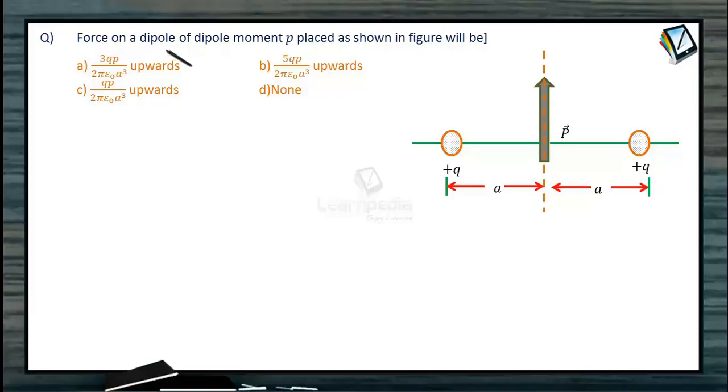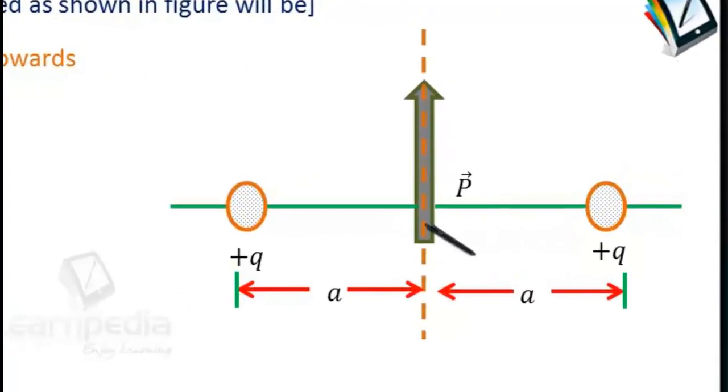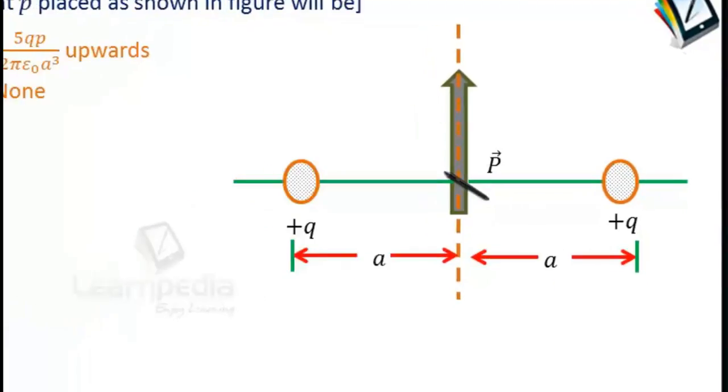Force on a dipole of dipole moment P placed as shown in the figure will be. So here is one electric dipole and we have to calculate the force because of these two charges on this dipole. There is a special method to calculate the force on an electric dipole, because usually whenever nothing much is said about the dipole, we normally assume the dipole to be a very short dipole.